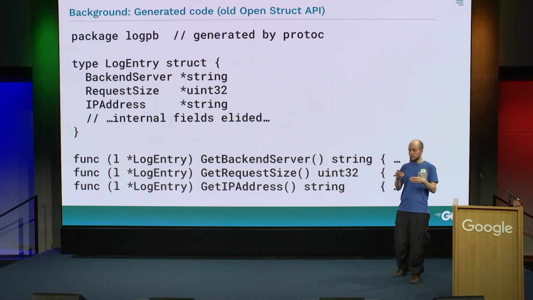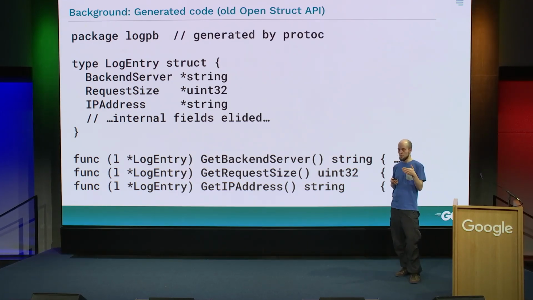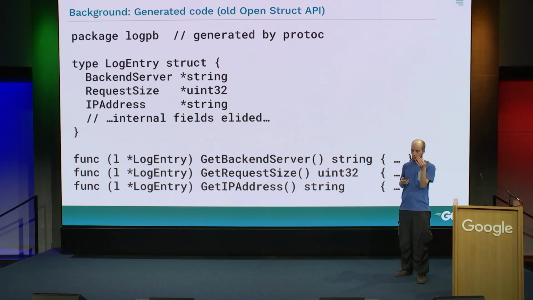And for each of these fields, there is a corresponding getter method. And the getter is both nil safe, like you can call it on a LogEntry that is nil, and it will not crash. And it also returns the correct default. So if the backend server field is not set in your message, but you've declared a default value, then you'll get it from the getter. Whereas if you directly access the field, you wouldn't get the default value.